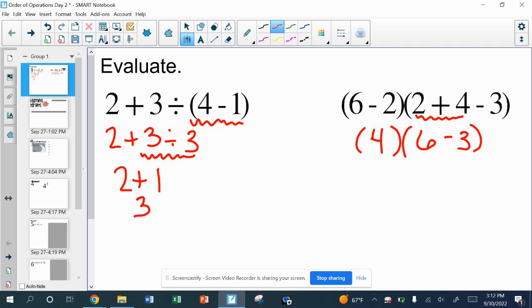Now, in that second parenthesis, I have to take care of that 6 minus 3, which would be 3. And then when I have those 2 parentheses right next to each other, we know that that means multiply. And 4 times 3 is going to be 12.